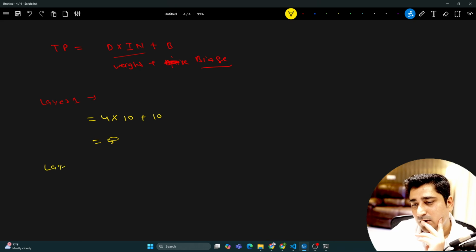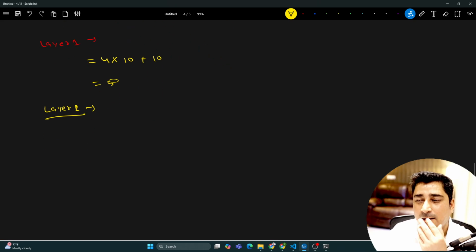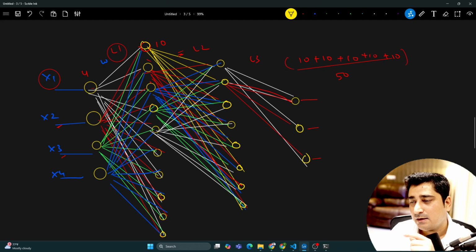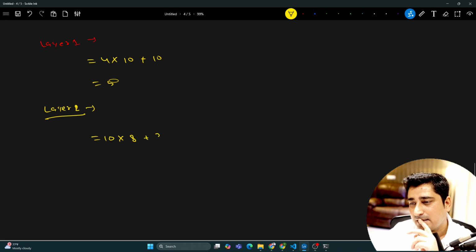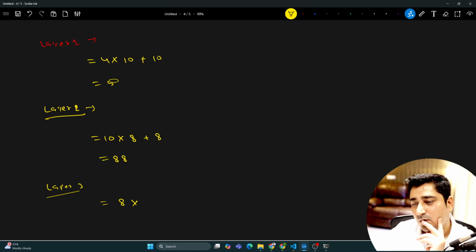Now if I have to do the math for layer number 2, it's 10 going into 8. Here it's 10, then here we have 8. So 10 into 8, 80, plus 8 is equal to 88. Simple. And for layer 3, there is 8 going into 3 plus 3 biases. So 8 into 3, 24, plus 3 is equal to 27.